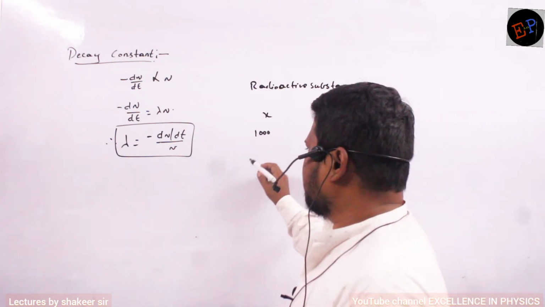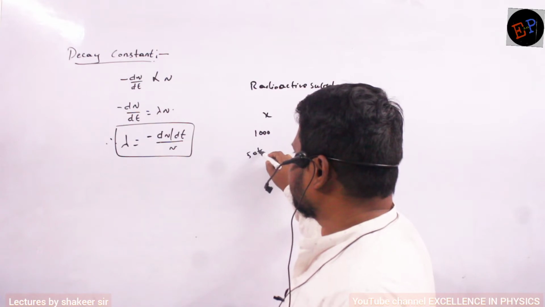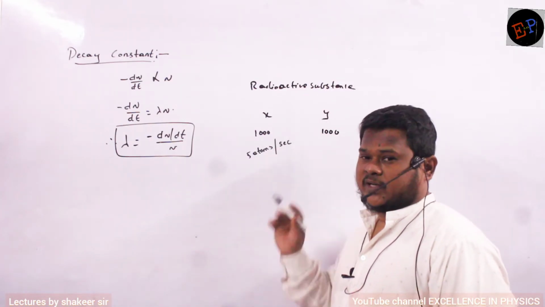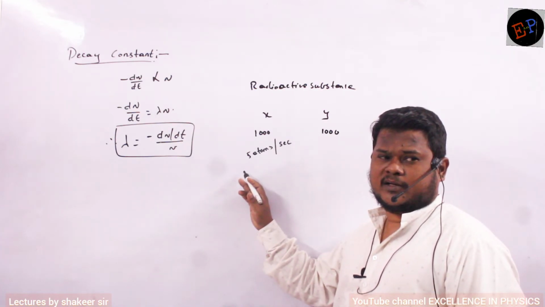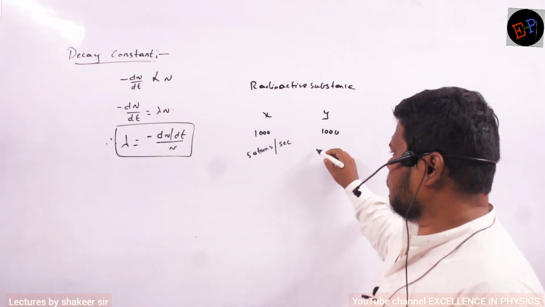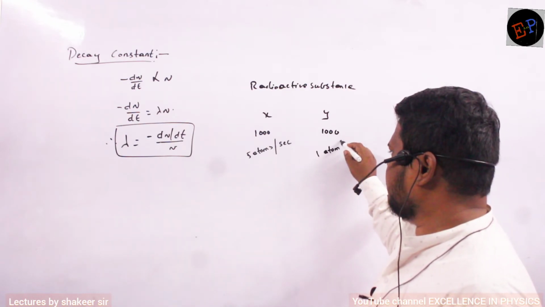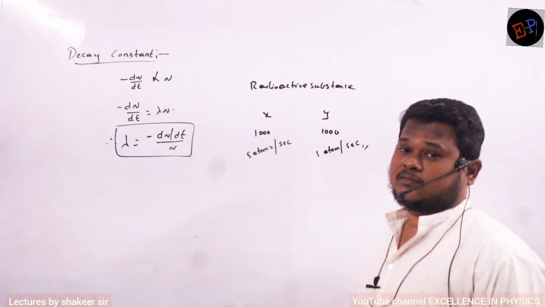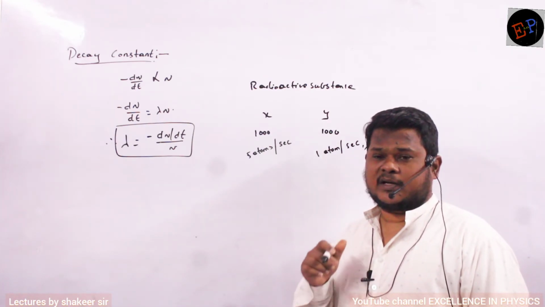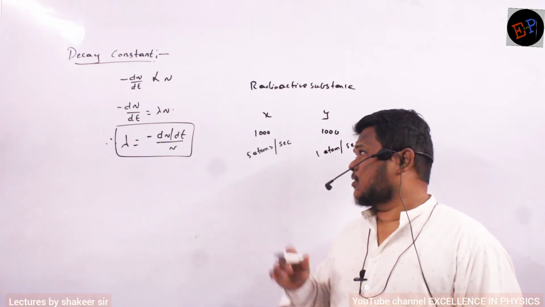So out of 1000 atoms, 5 atoms are disintegrating per second. For every 1 second, how many atoms are disintegrating? 5 atoms are disintegrating. Okay? But in Y material, only 1 atom is disintegrating per second. Then whose lambda value is greater? Definitely X.